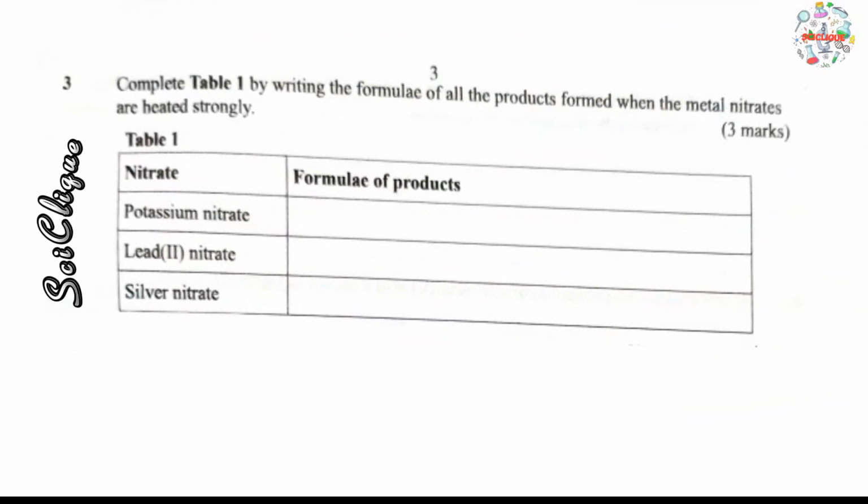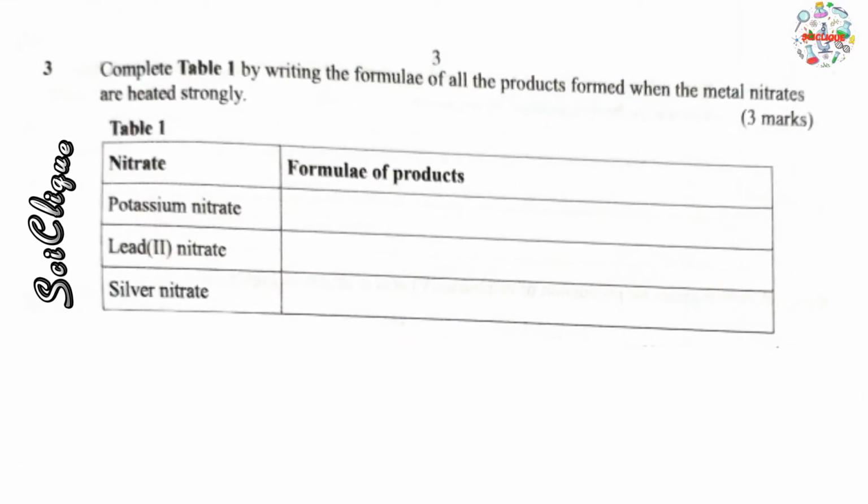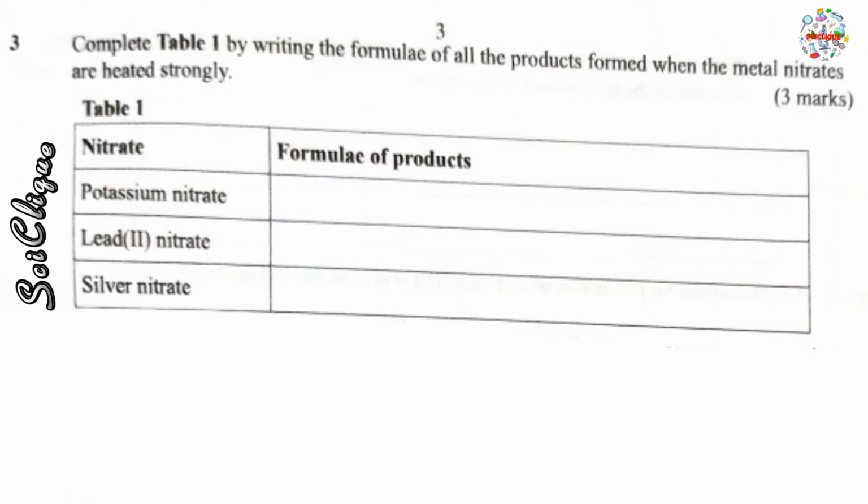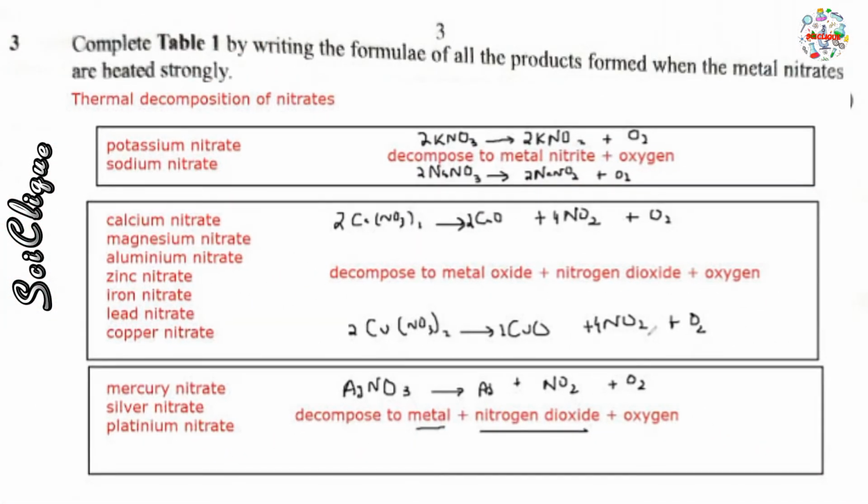Moving on to our next question. Complete table 1 by writing the formulae of all the products formed when the metal nitrates are heated strongly. Again, this is also from form 2, salts. It's actually in the latter part of the topic, where it says action of heat on salts. Now let's remind ourselves of the effect of heat on nitrates. When it comes to nitrates, all nitrates decompose on heating.